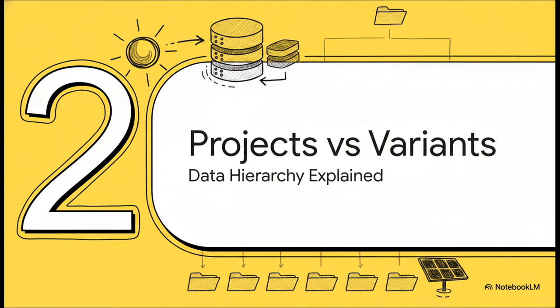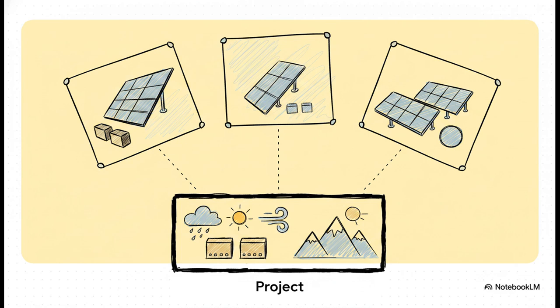Moving right along to Section 2, Projects versus System Variants. Let's unpack how PVsyst organizes its data, because this is exactly where a lot of beginners trip up. Think of it like this. The project is your absolute, unchangeable foundation. You're locking in the physical reality, the exact coordinates, the weather it experiences, and the ground reflectiveness, or albedo. The variant, on the other hand, is the house you build on top of that foundation. It's where your engineering creativity gets to shine. You can test out variant A with string inverters, swap to variant B with central inverters, or test variant C with totally different panel angles, all while resting securely on that single, solid project foundation.